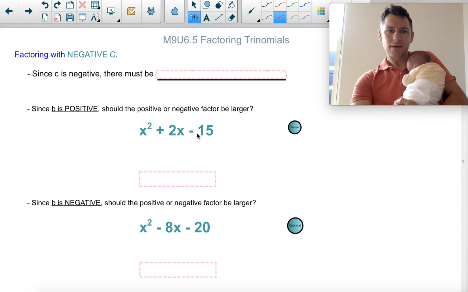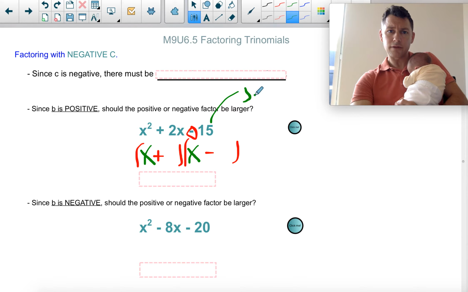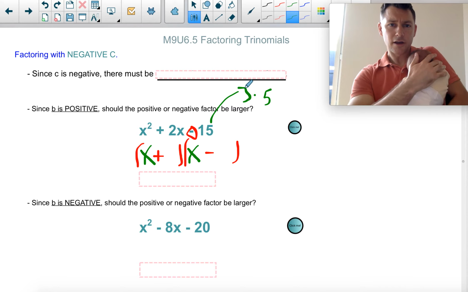This guy, if this is negative, it means that in our parentheses, the only way to get a negative product when you multiply is to have one of the multipliers be a positive number and one of them be a negative number. So we know this is going to be x and x, right? I'm going to try to think about things that multiply to 15, 1 and 15, but also 3 and 5. So 3 and 5 work.